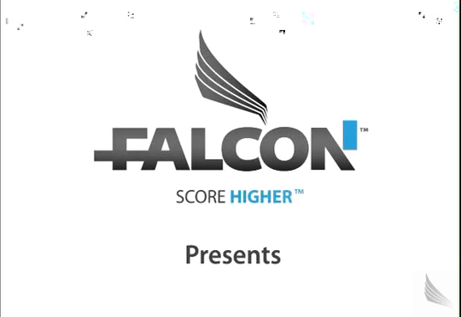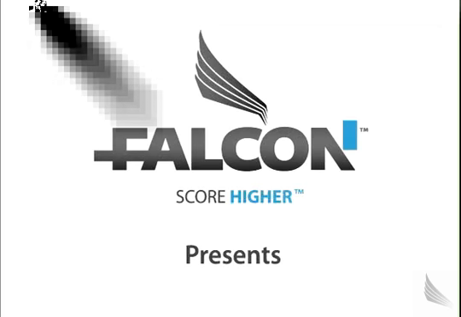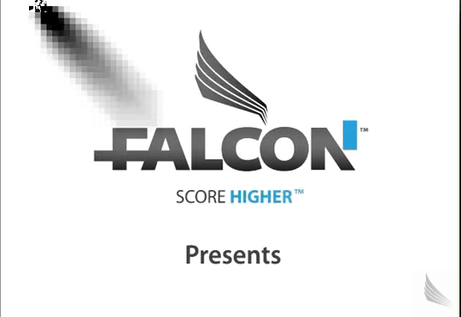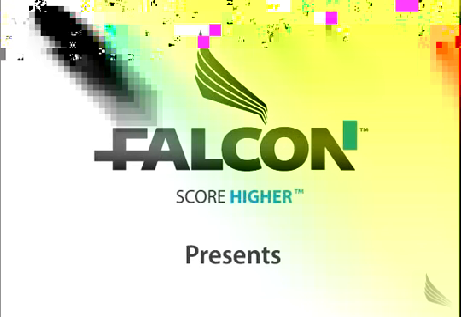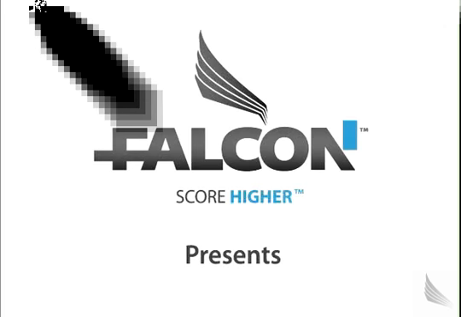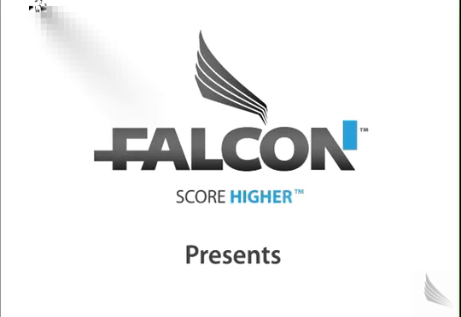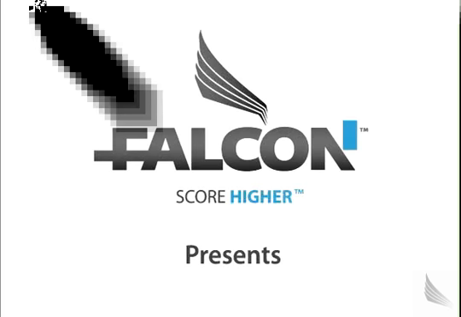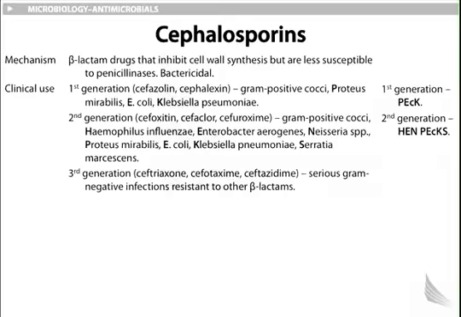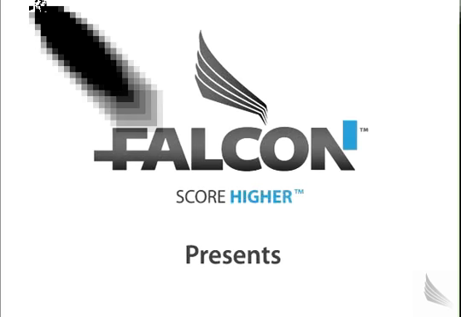Their spectrum includes gram-positive cocci, as well as Haemophilus influenzae, Enterobacter aerogenes, Neisseria species, Proteus mirabilis, E. coli, Klebsiella pneumoniae, and Serratia marcescens. So the mnemonic for the second generation cephalosporins, apart from the gram-positive cocci, is HENPEKS: Haemophilus, Enterobacter, Neisseria, Proteus, E. coli, Klebsiella, and Serratia. The third generation cephalosporins include ceftriaxone, cefotaxime, and ceftazidime.